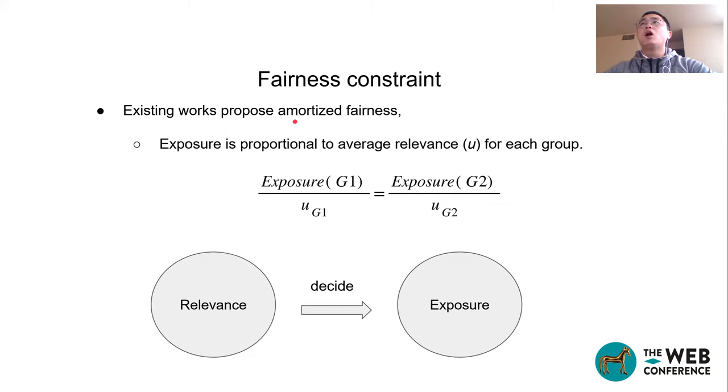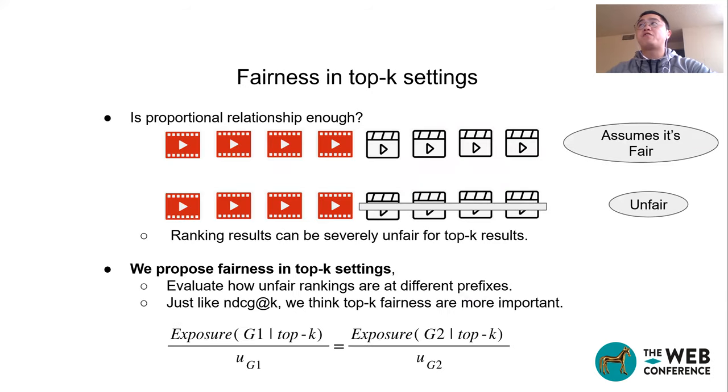Previous research proposed amortized fairness, which means relevance helps to decide the exposure items should get. The exposure should be proportional to the average relevance. The more relevant an item is, the more exposure it should get. It makes sense. But is this proportional relationship enough for ranking? For example, we have eight movies, and we assume that it satisfies the proportional relationship and is fair. However, when we only take a look at the top four, results can be severely unfair.